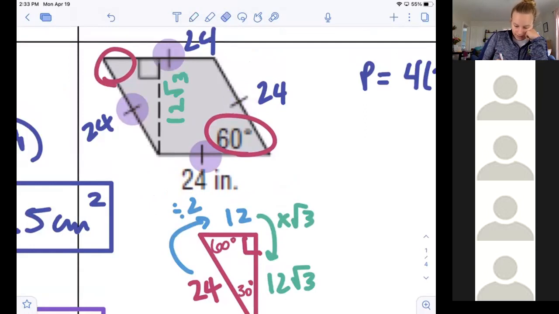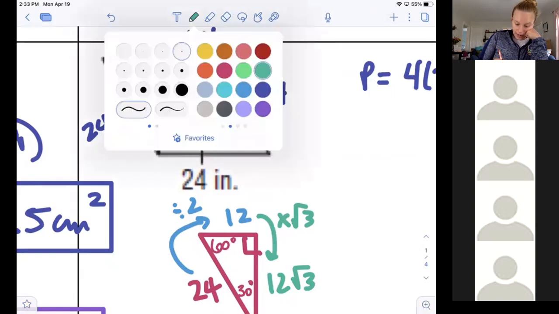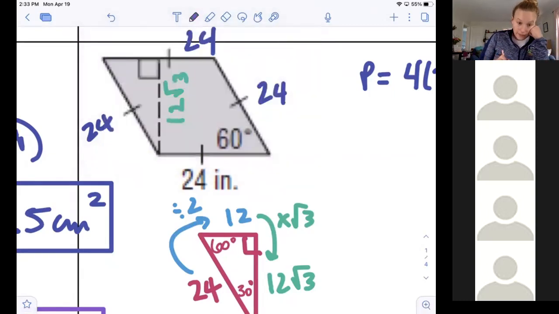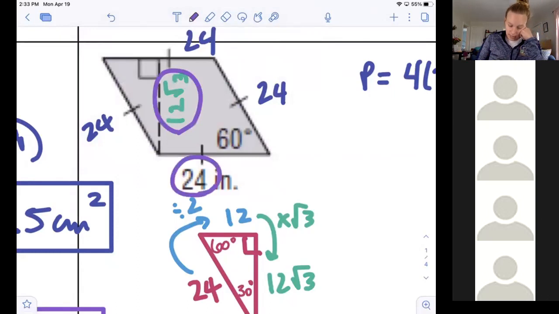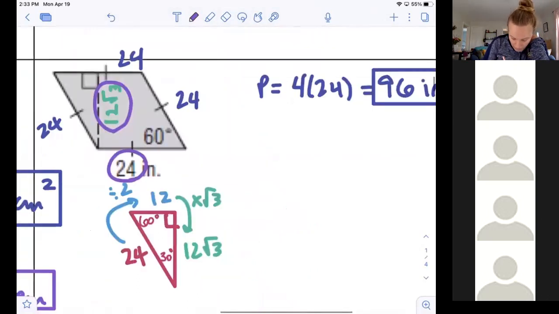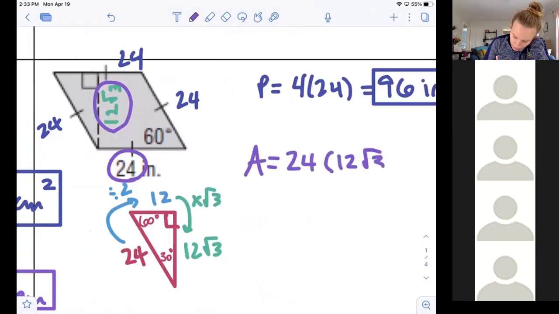All right, again, I'm going to get rid of some of this highlight circle nonsense that I don't need, because now I have enough to find my area. I have my height. I have my base. So area of a parallelogram is just base times height, which is 24 times 12 root 3 in this case.